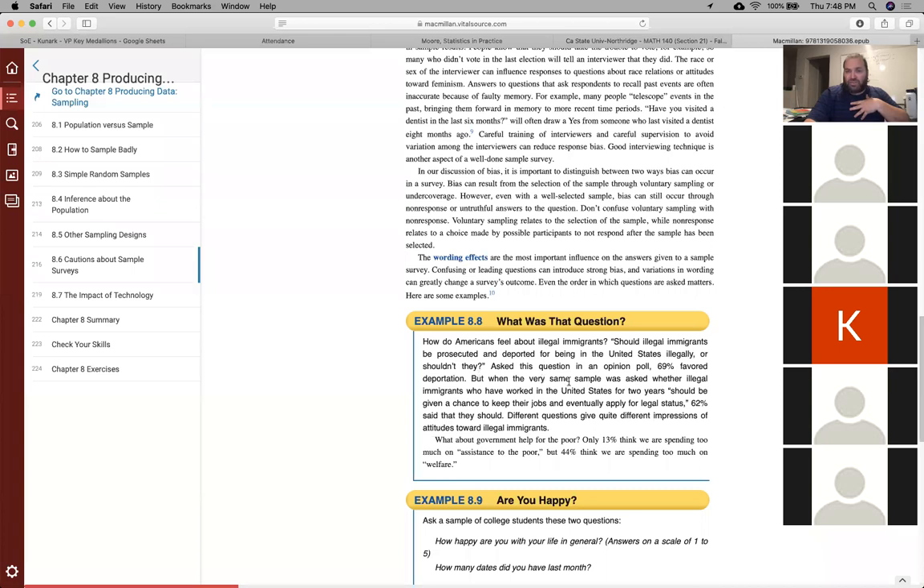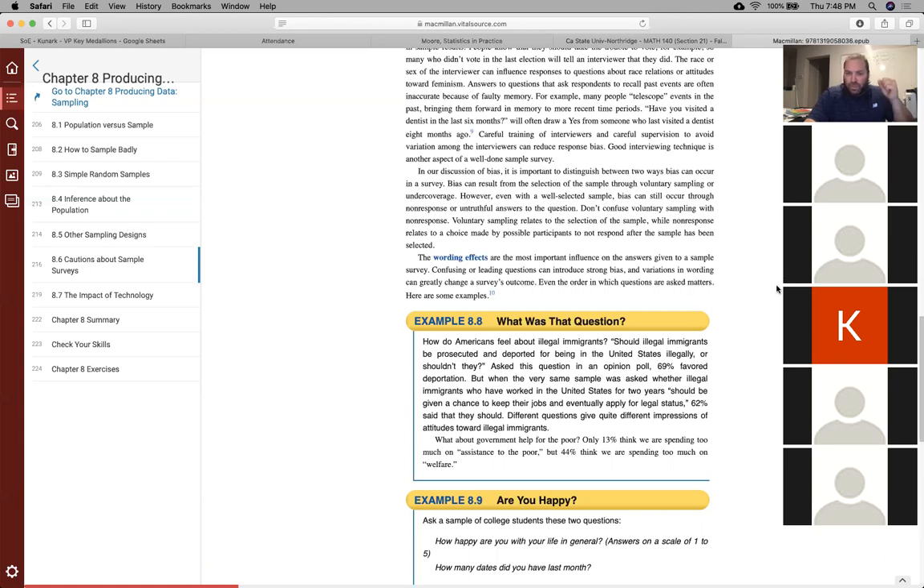But when asked the very same sample about illegal immigrants who have worked in the U.S. for 2 years, should they be given a chance to keep their jobs and eventually apply for legal status? The same sample, 62% said they should. So how was that possible? 70% or so said get out, and 60% said, well, give them a chance. It's the same sample, but different wordings, and all of a sudden their answers are completely different.